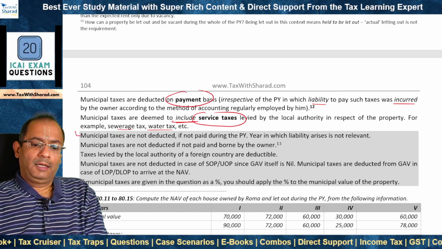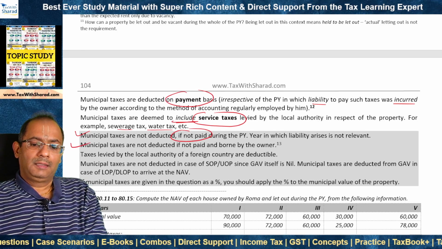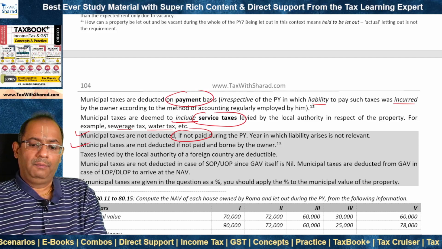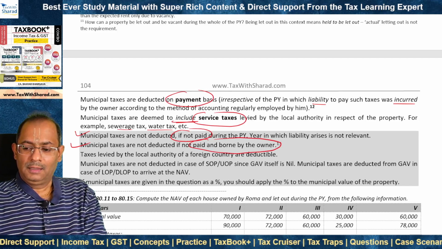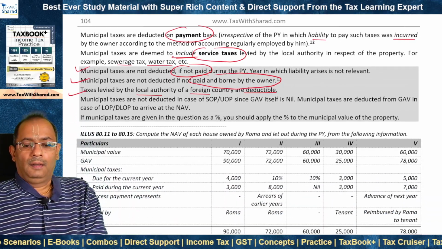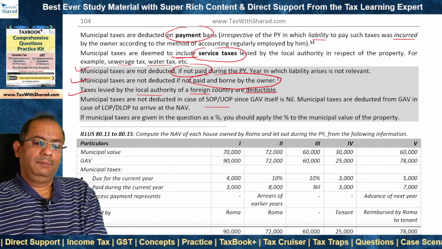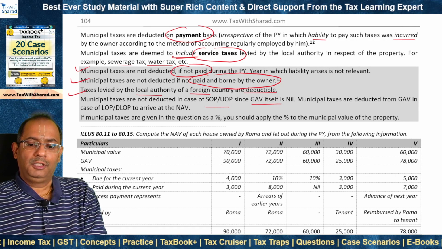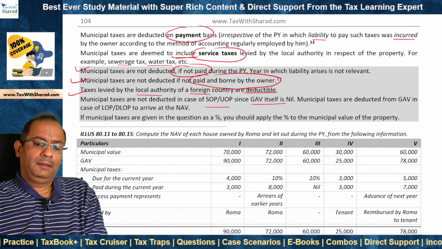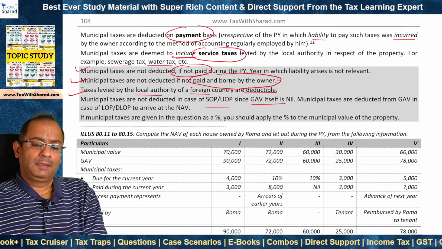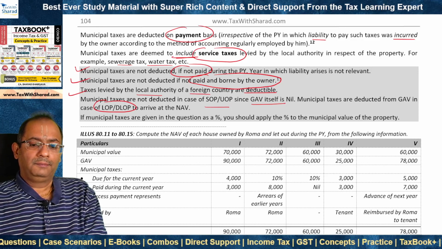So, municipal taxes are not deducted if they are not paid during the previous year. Municipal taxes are not deducted if they are not paid and borne by the owner. So, if the tenant is paying the municipal taxes, deduction is not provided. Now, as far as SOP or UOP is concerned, we have already noted that municipal taxes are not deducted because GAV itself is nil, because NAV is taken to be nil. The deduction of municipal taxes is therefore provided only in the case of LOP or DLOP.